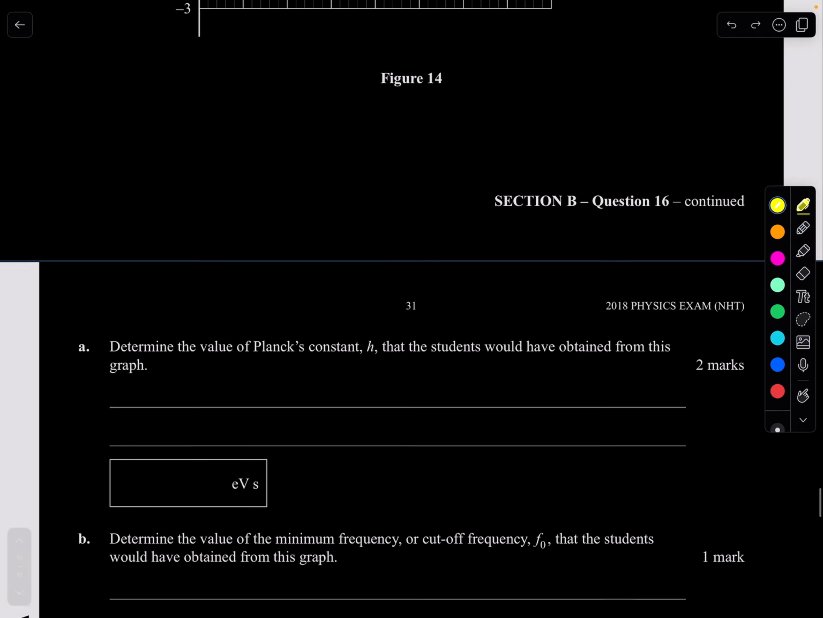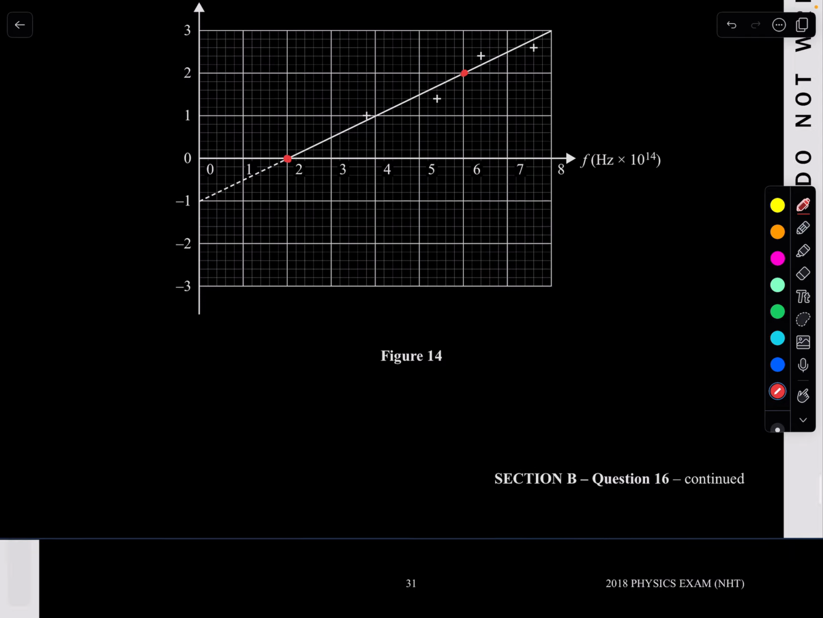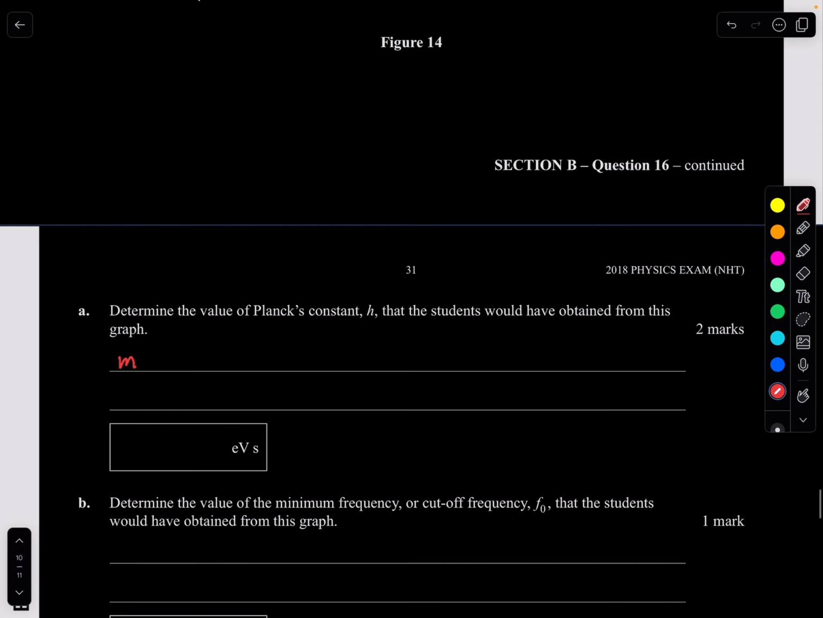Easy. Remember, if you're given basically an EK max versus frequency graph, your Planck's constant is the gradient of the line. So pick any two points, any two points that make your life easier. So I'll pick this one over here. I'll draw another color so you can see it. So this point here, and I will pick maybe this point here. This looks nice.